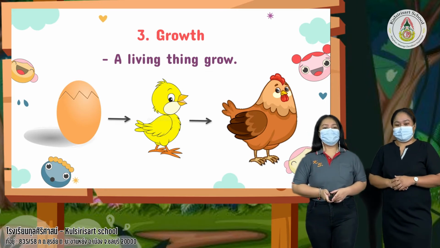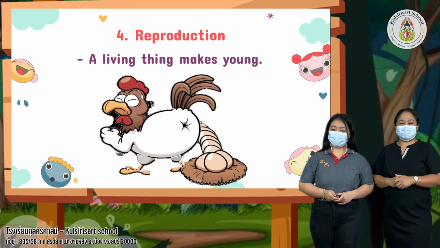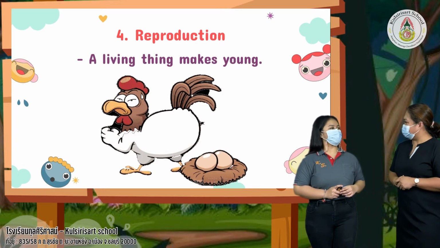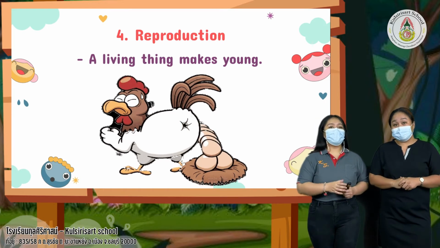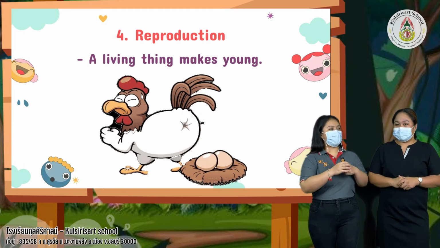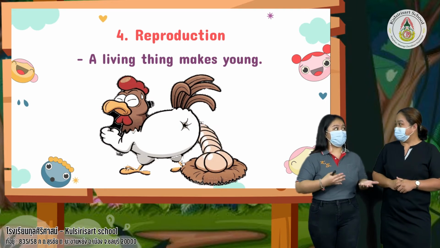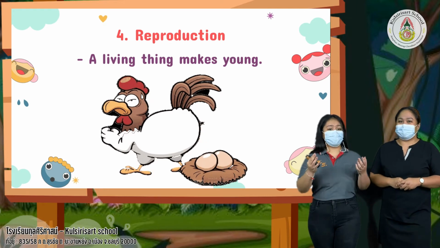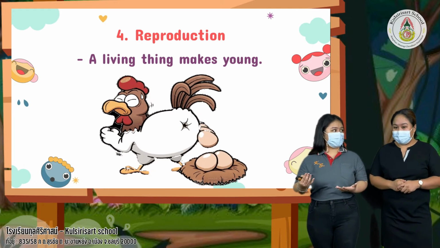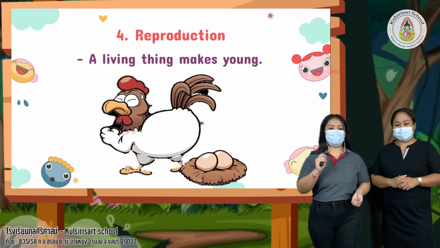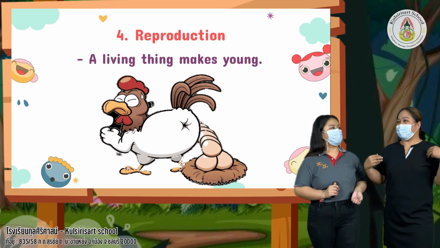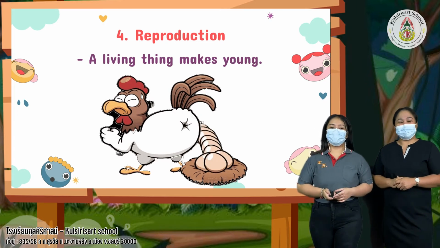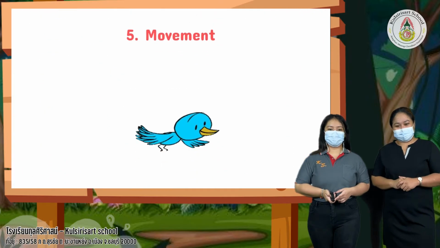Okay, next, we have here reproduction. A living thing makes young. What do you mean by that, Teacher April? That means a living thing can reproduce. Just like mummies, they can produce babies. Yes. How about chickens? Yes, they lay eggs. And after they hatch the egg, it will become chick. Wow. Yes, that's what reproduction means. Does it mean people are multiplying, right? Yes. Oh, okay. Okay, and the next characteristic is movement.